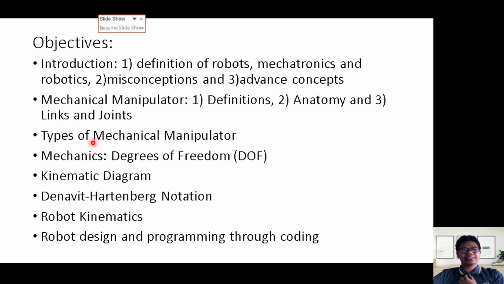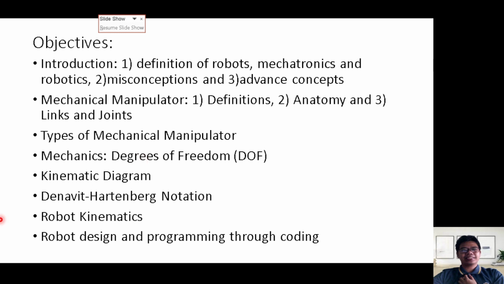Third are the types of mechanical manipulator. We'll explore various types of mechanical manipulators, highlighting their unique characteristics and applications. This will help you understand the diversity in robotics design. Fourth is the mechanics and degrees of freedom. I'll introduce the concept of degrees of freedom, a crucial element in understanding the range of movements a robotic system can achieve. This is a fundamental concept that underpins many robotics applications.